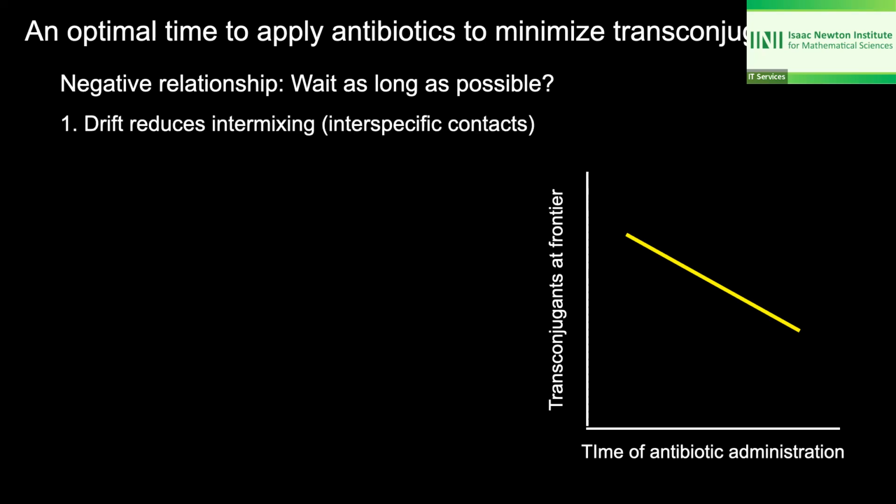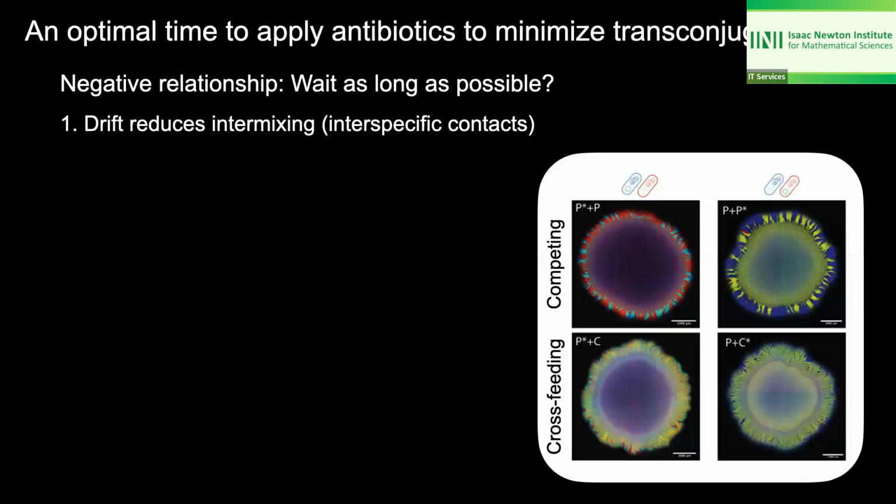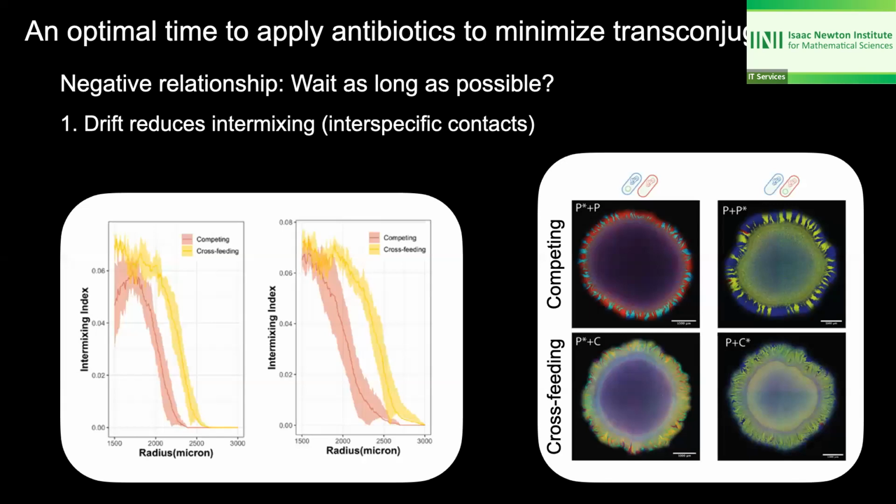And we thought this for two reasons. First, we know that drift at the expansion frontier, these expanding colonies, reduces intermixing of the pattern formations that we see. And I'll just show you this real quickly.